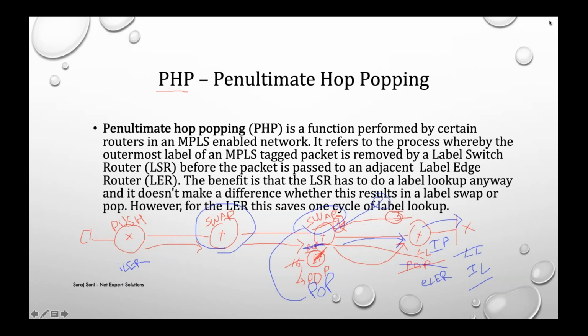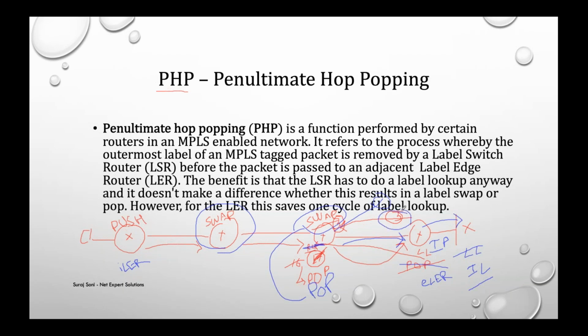So I guess this makes sense to you. This is how PHP works. This is the nature of PHP. It avoids the second lookup of the packet. It avoids the two lookups into the table by the egress LER. So that LSR, this router itself, will do the pop operation. So this is when this router sends 3. PHP will activate when this router sends the label value 3.